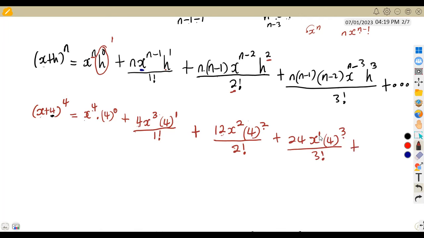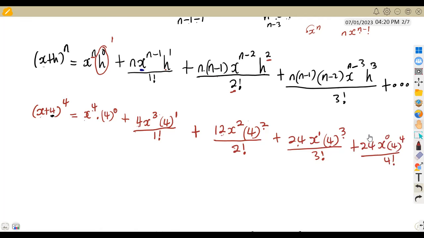Plus, now this is a 1, so you drop the exponent again, 1 times 24. So this will be 24x to the exponent of 1 minus 1. Remember, we subtract 1 on x, so 1 minus 1 is 0. Then h, which is 4, is increasing, so that's 4 to the exponent of 4, everything over 4 factorial. So take note, that is what we have.